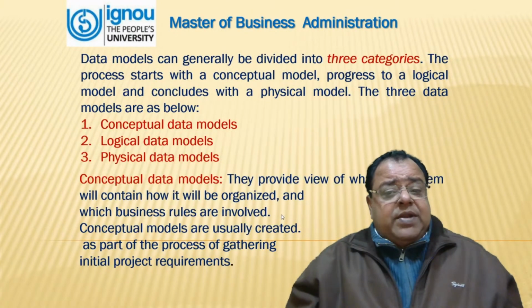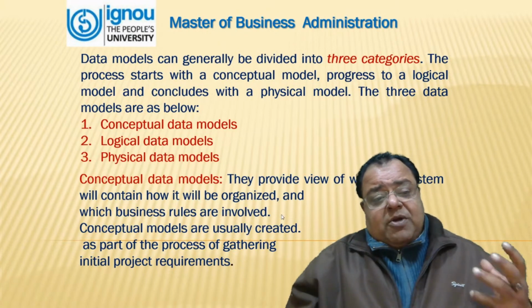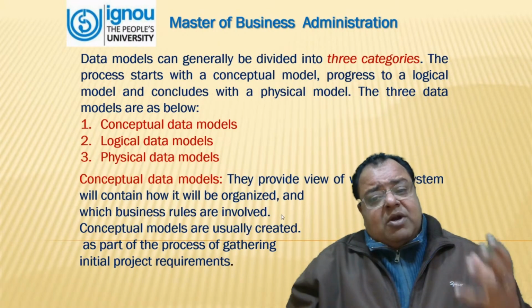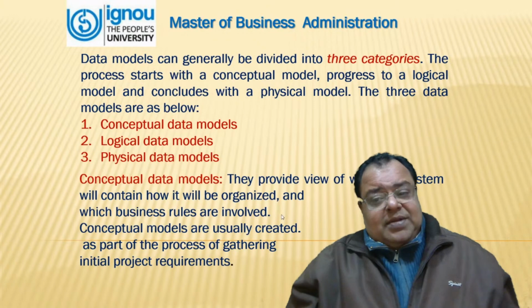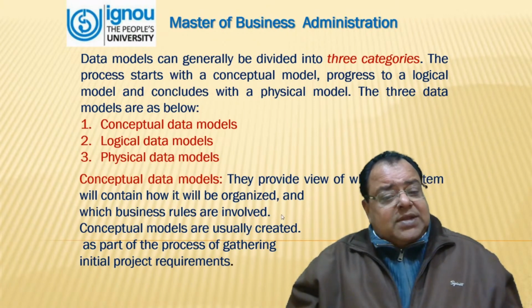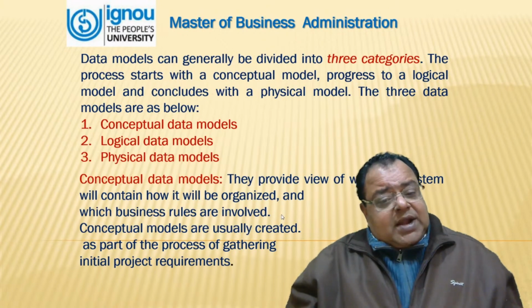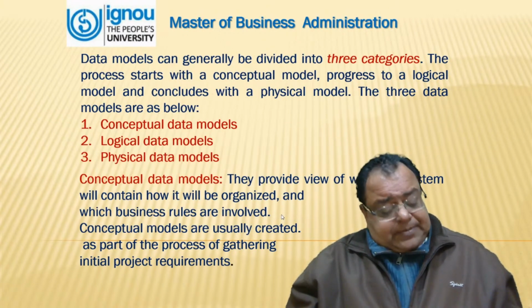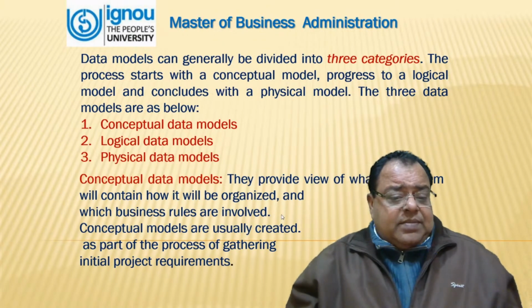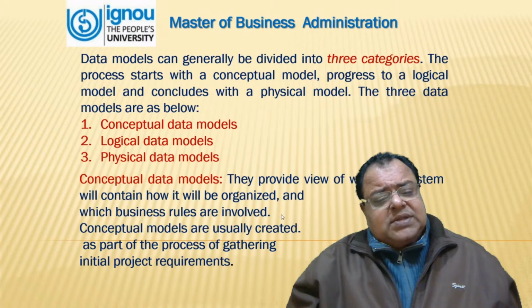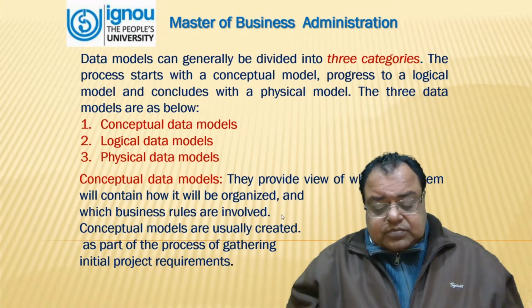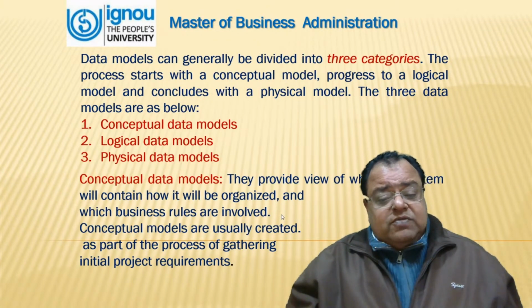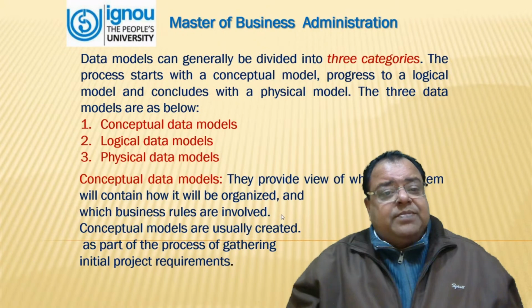Data models are generally divided into three categories. The process starts with a conceptual model, proceeds to a logical model, and concludes with a physical model. The three data models are conceptual data models, logical data models, and physical data models. We start with conceptual data models. They provide a view of what the system will contain, how it will be organized, and which business rules are involved. Conceptual models are usually created as part of the process of gathering initial project requirements.